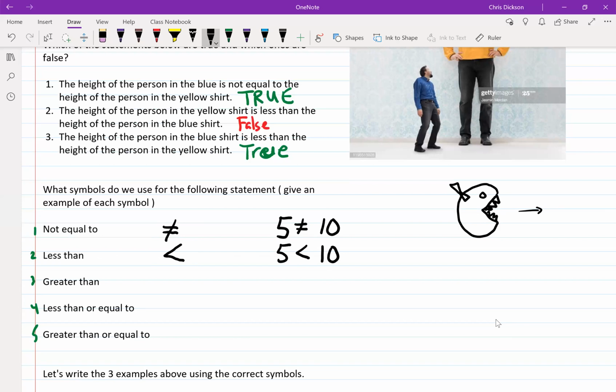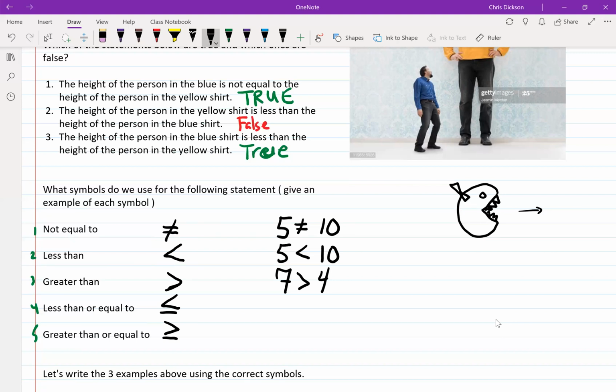Now greater than is just flipped the other way, so it's bigger, like that. So a number is bigger. So I guess I could say the number 7 is bigger than the number 4. I think that would be true. And then less than or equal to and greater than or equal to, they're just the same symbols above. It's just you include the equal sign here. So greater than or equal to. So kind of like that.